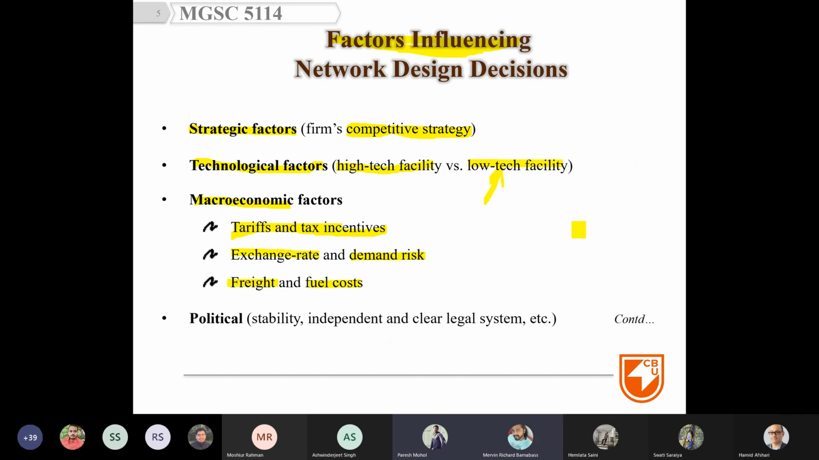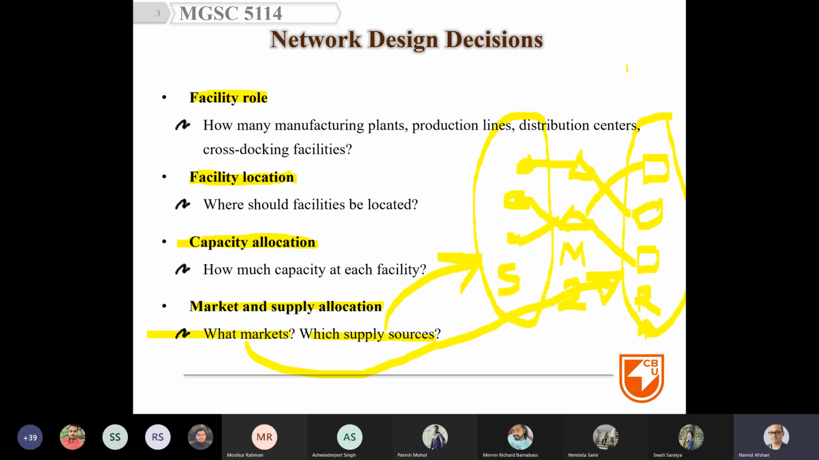It's costly, sir. If you look at the exchange rate, it will be costly to provide remuneration to the labor. Definitely cost will increase. So that's why many companies decide to use the macroeconomic factors to establish their manufacturing. So manufacturing is one of the facility roles that we already discussed.